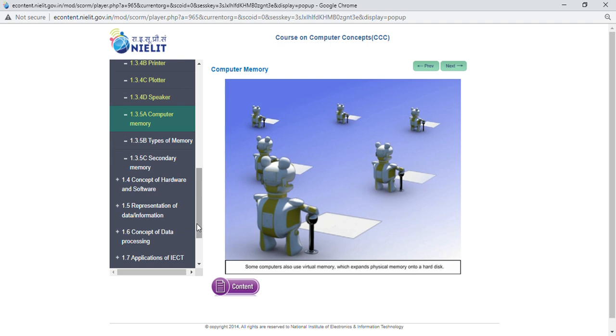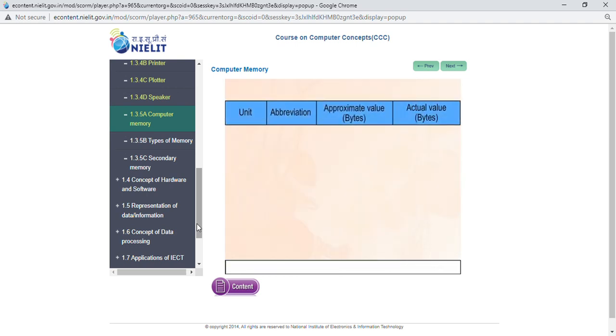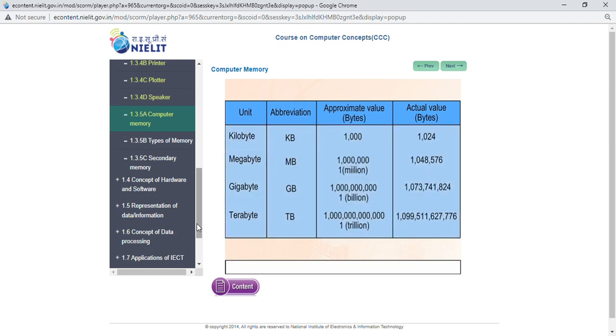Some computers also use virtual memory, which expands physical memory onto a hard disk. Unit, abbreviation, approximate value in bytes, actual value in bytes. Unit, kilobyte, abbreviation, KB, approximate value, 1000 bytes, actual value, 1024 bytes.